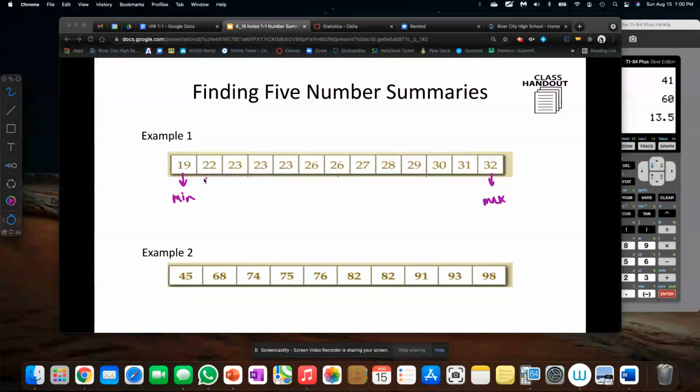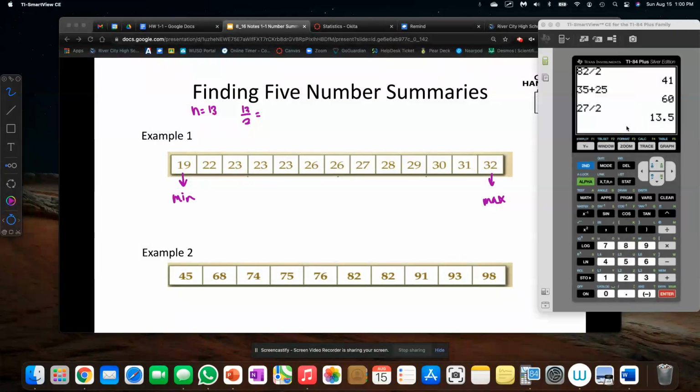To find the middle, like we did before, the median, we're going to count the number of observations. That's 1, 2, 3, 4, 5, 6, 7, 8, 9, 10, 11, 12, 13. So n equals 13. Then we divide that by 2. 13 divided by 2 is 6.5. So that means the 7th point is going to be my middle point. 1, 2, 3, 4, 5, 6, 7. This right here is my median.